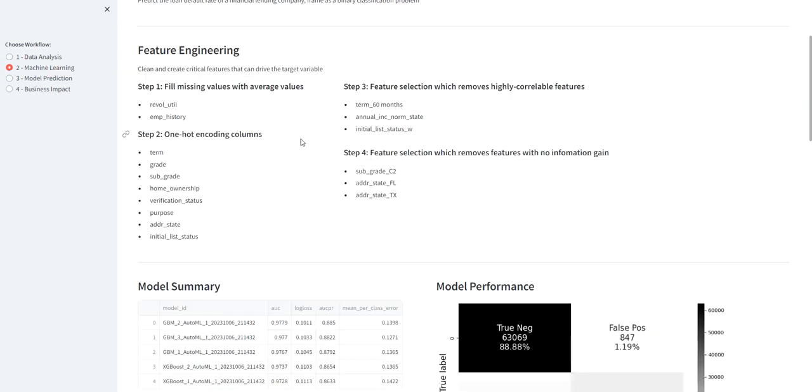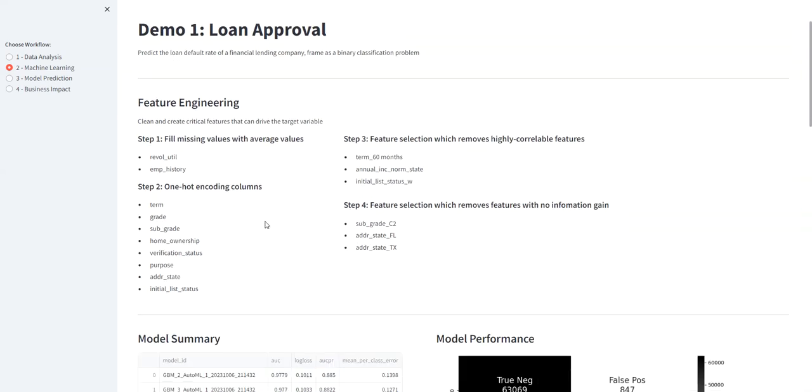So let's jump into the machine learning model. We have the feature engineering, where we try to create critical features that can drive the target variable, which is loan default or not, right? We fill the missing values with average, and we are doing one-hot encoding on these categorical features. So we are generating either 1 or 0 for the one-hot encoding.